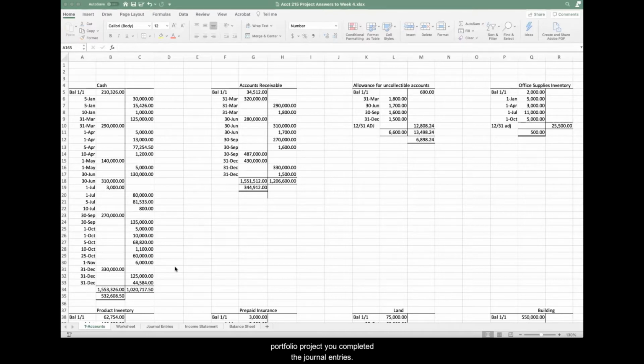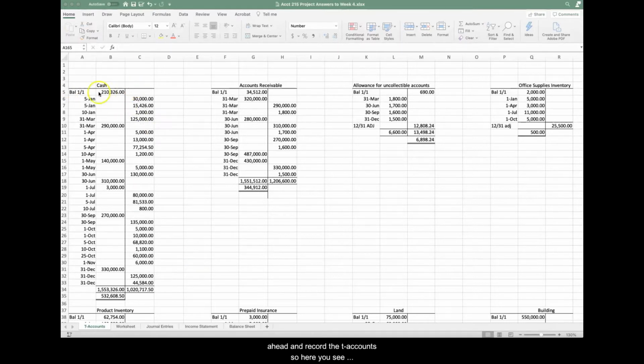In the first part of your portfolio project, you completed the journal entries tab. So now in this part, I want to go over with you your T accounts. You can't possibly record the T accounts until you've done a journal entry. So I would recommend here that you record all of your journal entries in your journal entries tab, as you see at the bottom of this Excel spreadsheet, and then go ahead and record the T accounts.